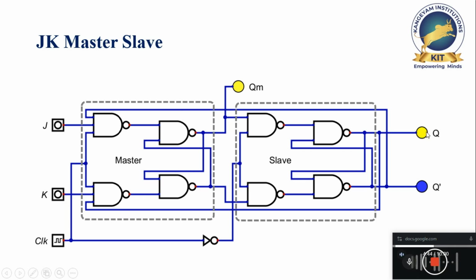It will maintain this state. For example, previously it is 1, and if this activates, the output becomes 0. A toggling effect will come into picture. So this is the general operation. I'm going to show you how it is working.